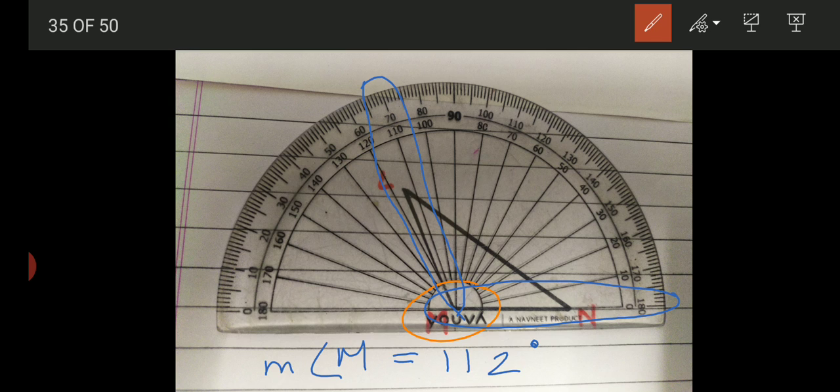Here you may get a little blur, but if you observe it minutely, children, you will know that after 110, the black line which is marking is towards 110, 111, 112. So it measures exactly 112 degree. Now let's move ahead and find the next angle measurement.